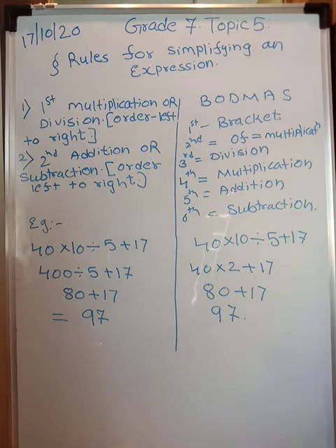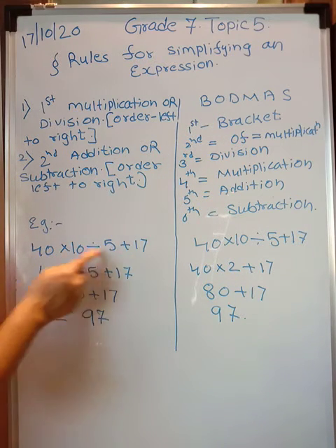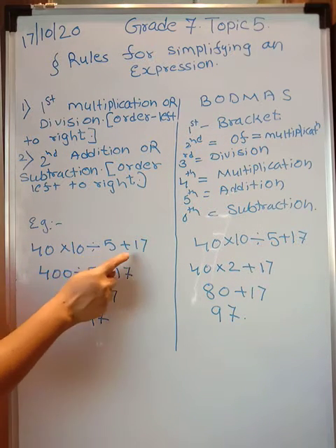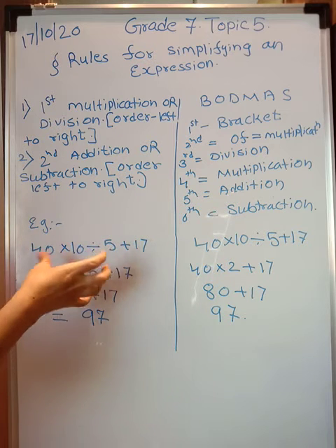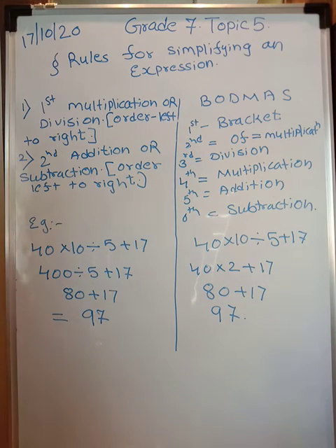Sometimes there are many operations coming together, like in this example, you have multiplication, division, plus. If so many operations are coming together, then how to solve or evaluate that expression is the question. So for that, some rules are assigned. There are two famous rules. Let's see both of them. Both are correct. Whichever is easy for you, you can go for it. So, rules for simplifying an expression.